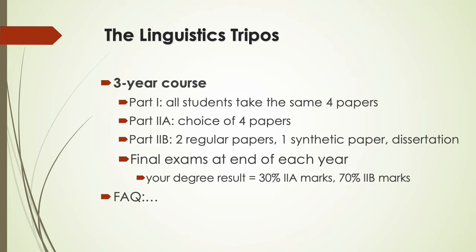In your final year, Part 2B, you take 2 more of these 25 papers, plus an overarching paper where you pull together everything you've learned over your 3 years, plus a dissertation. At the end of each year, you have 1 3-hour exam for each of your regular papers. Your final degree result is 30% your Part 2A exam marks and 70% your Part 2B exam marks.